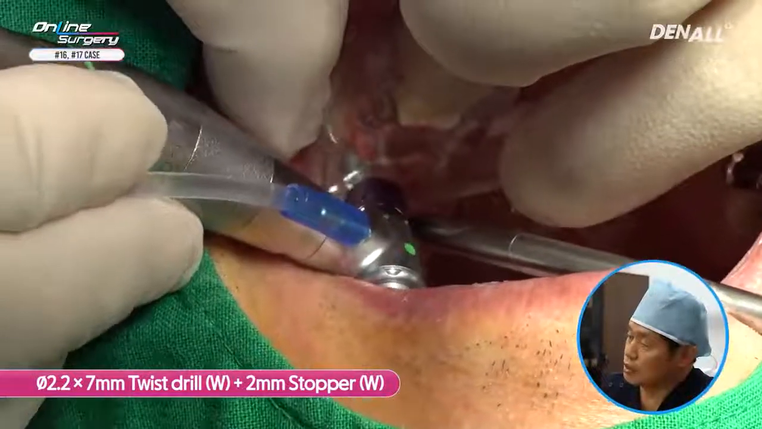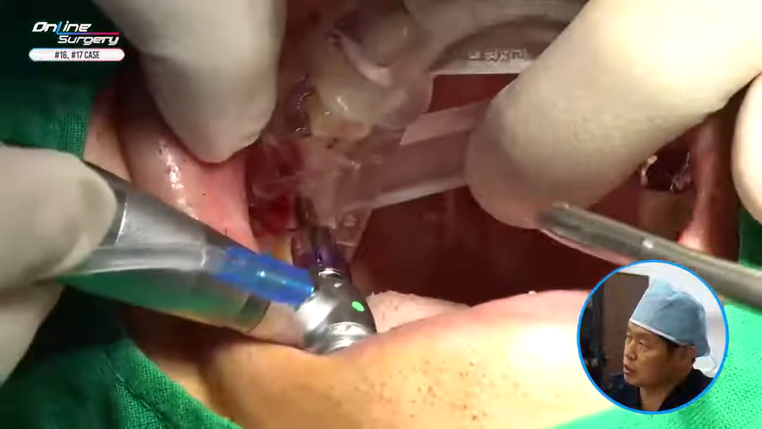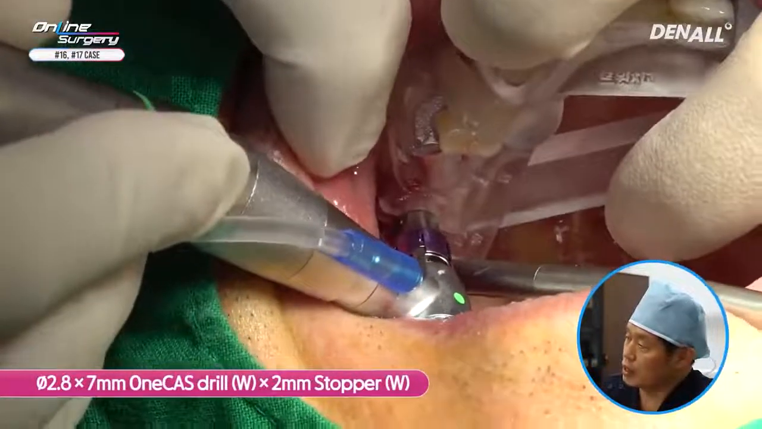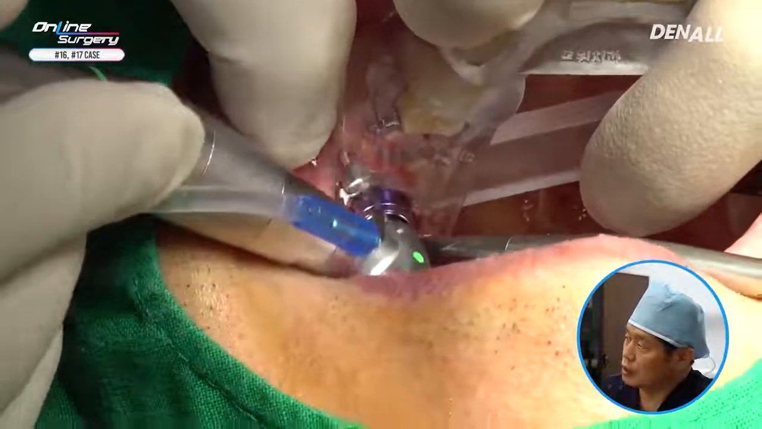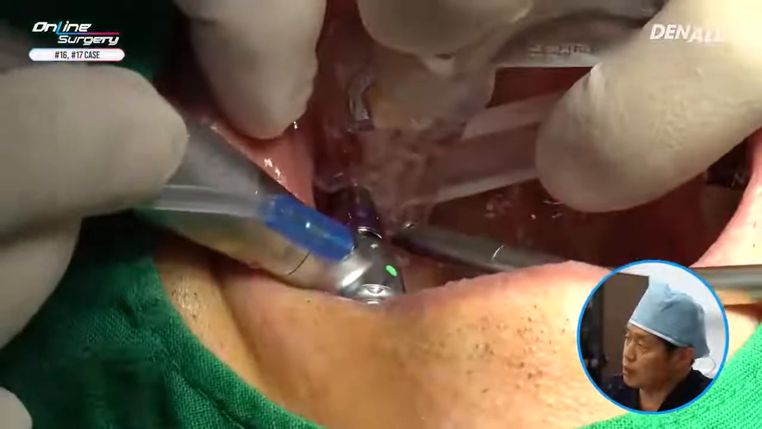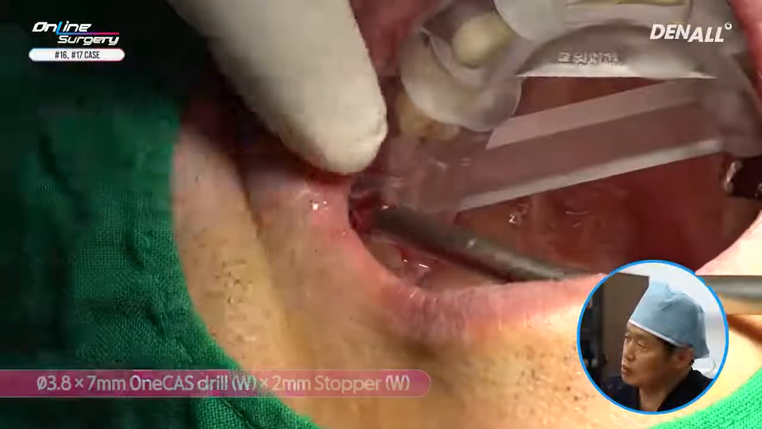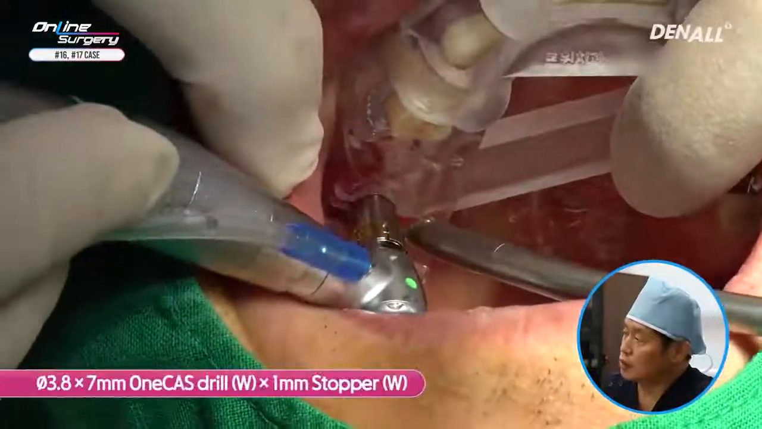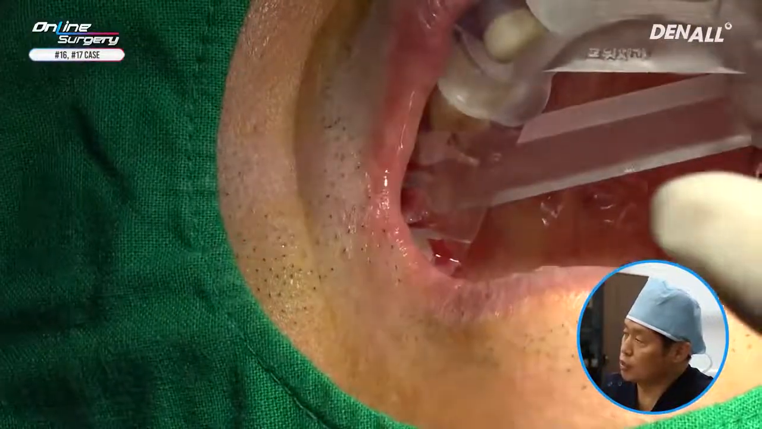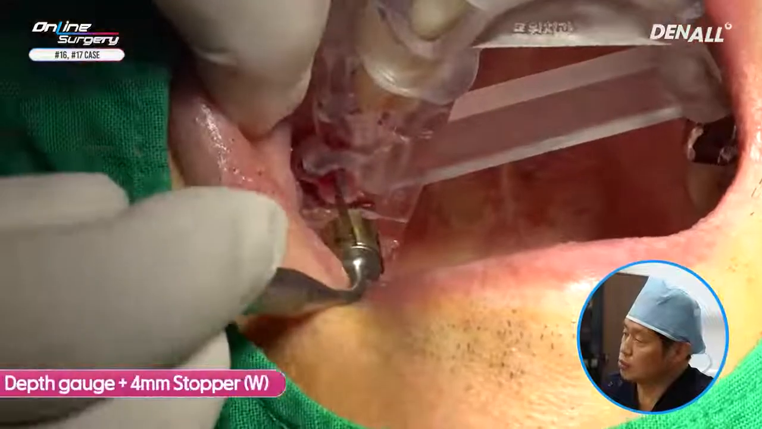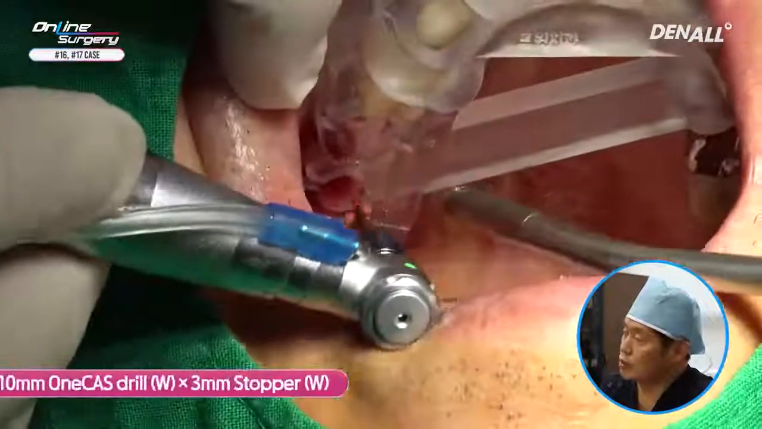Although residual bone is sufficient, 2.8 by 7 mm drill with 2 mm stopper is used for drilling up to 5 mm. Next, 3.8 by 7 mm and 2 mm stopper is used, and 1 mm stopper is used. Drilling is done up to 6 mm. 4 mm stopper is connected and depth gauge is used for checking.